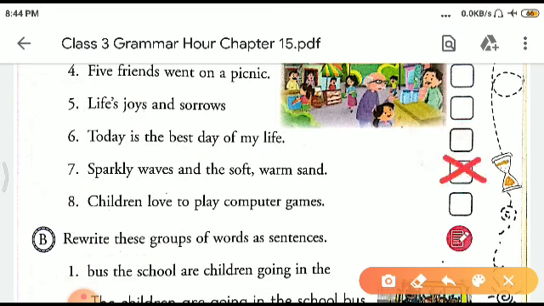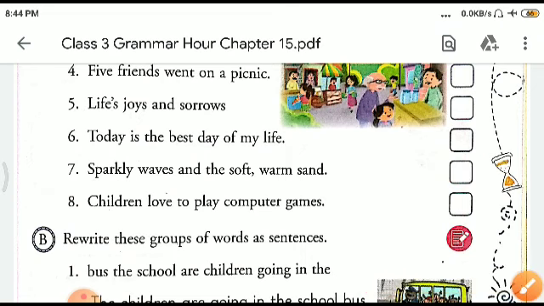And now the last. Children love to play computer games. Yes. Play is a verb. Full stop it is ending with. It's a sentence. Okay. So that is how you have to do this.